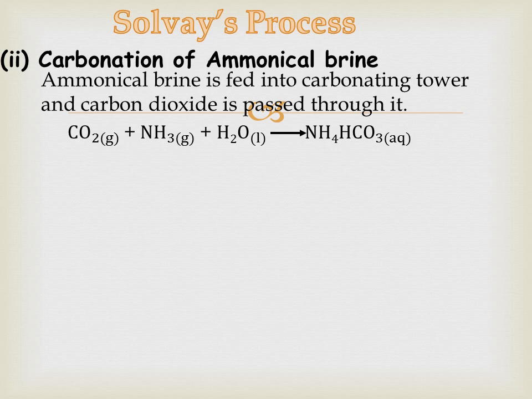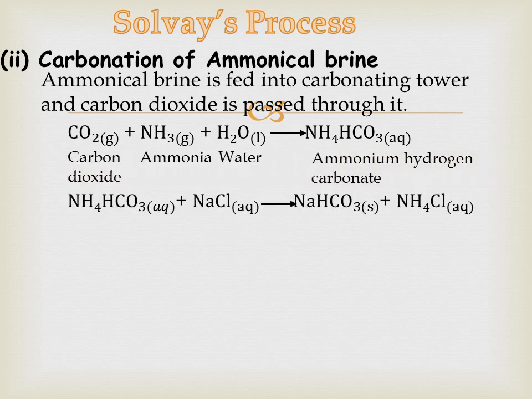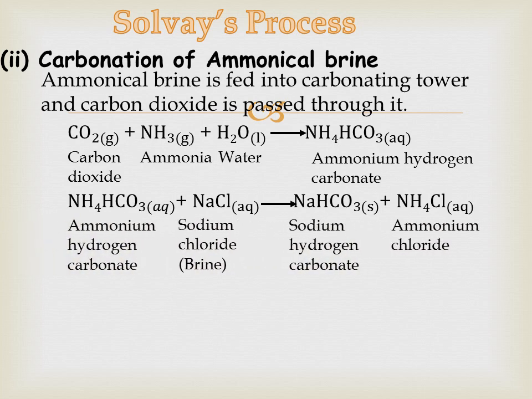When you pass carbon dioxide through it, it reacts with ammonia and water, forming ammonium bicarbonate. This ammonium bicarbonate reacts with NaCl, which is present in the solution, and the exchange of ions takes place, resulting in the formation of sodium bicarbonate. And when you lower the temperature, that sodium bicarbonate will precipitate out and ammonium chloride, which is in aqueous solution, remains in the solution.